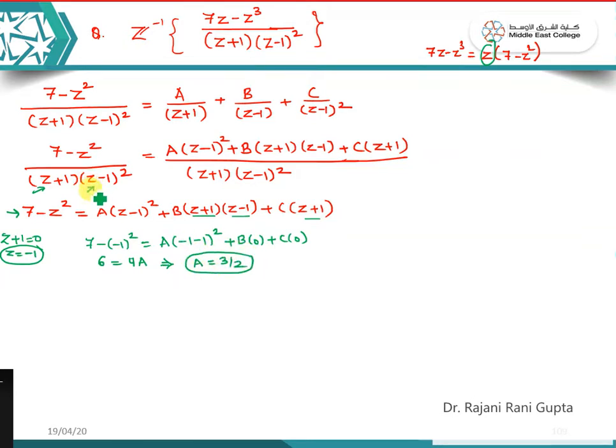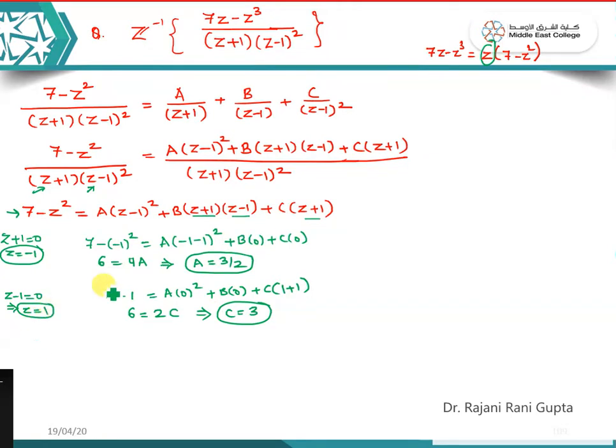For the second value of Z, Z minus 1 equal to 0 gives Z equal to 1. When you use it here, 7 minus 1 equals: the factor of A becomes 0, B becomes 0, and you are left with C. So it is 6 equals 2C, and C is equal to 6 over 2, which is 3.